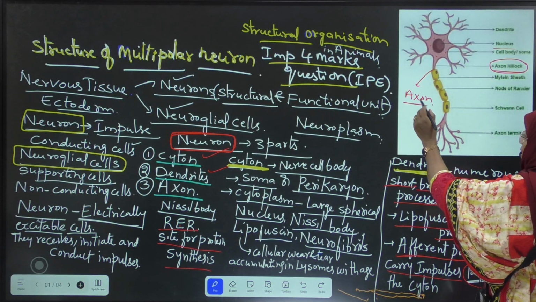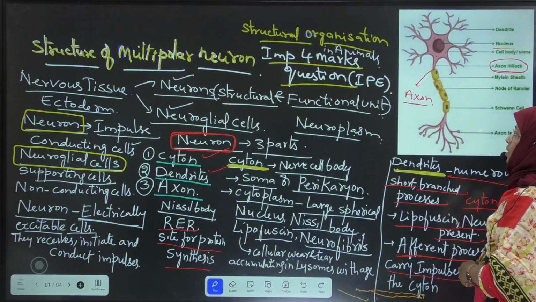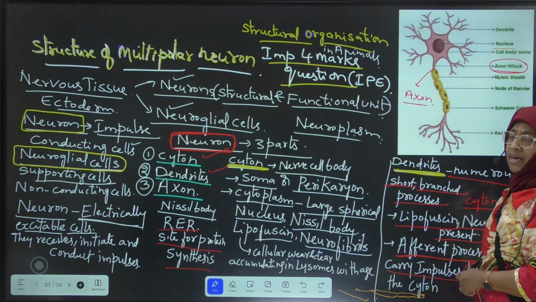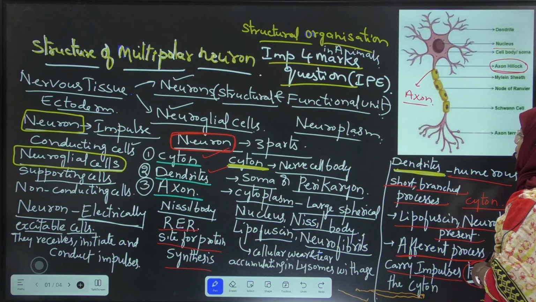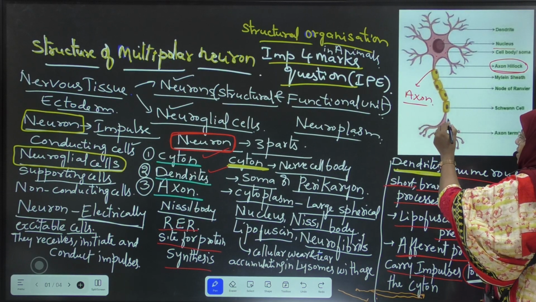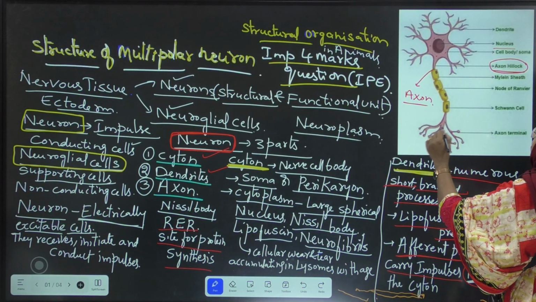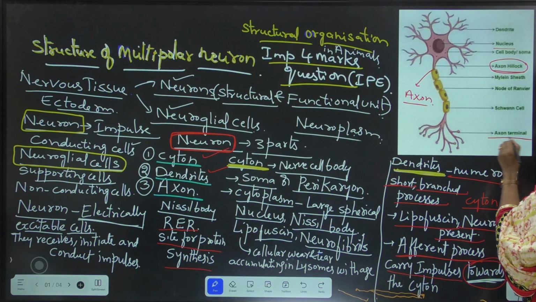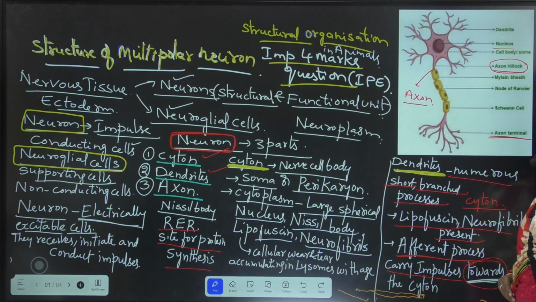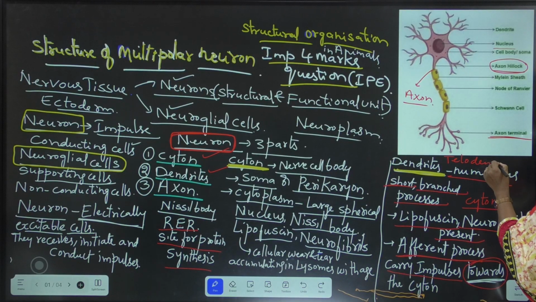Here, what is the axon? It is a long, unbranched process arising from the cyton. The region of the cyton from which the axon arises is called the axon hillock. The distal part of the axon, the end of the axon, forms many branches. They are called axon terminals, otherwise called telodendrites.